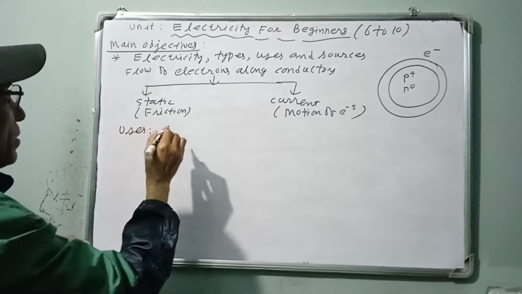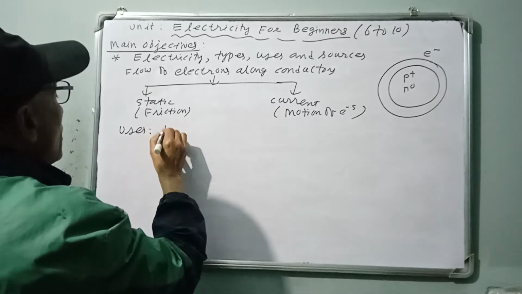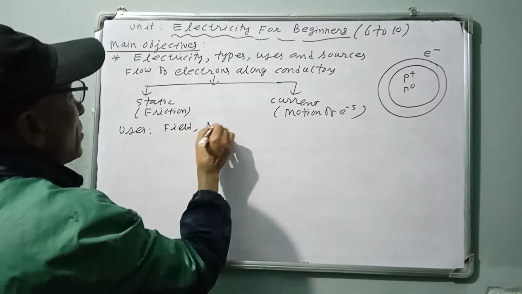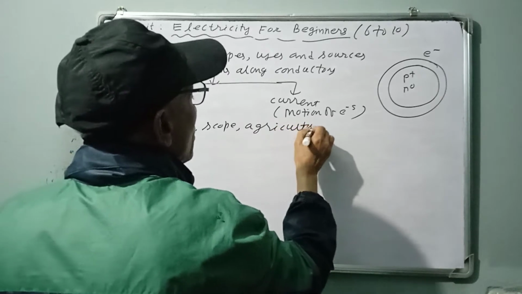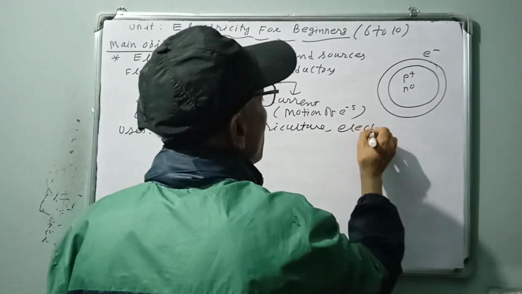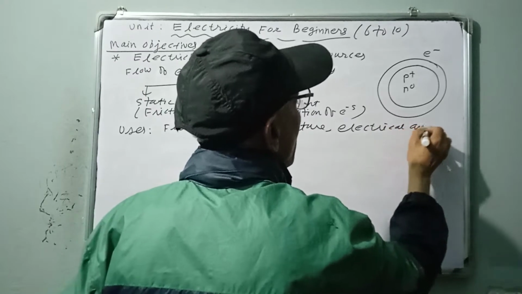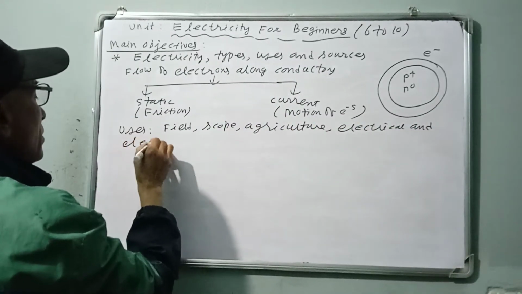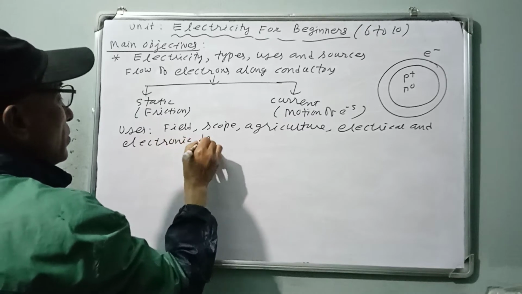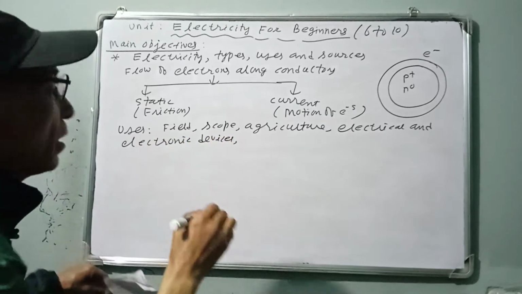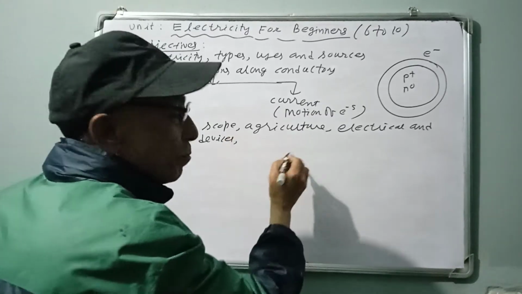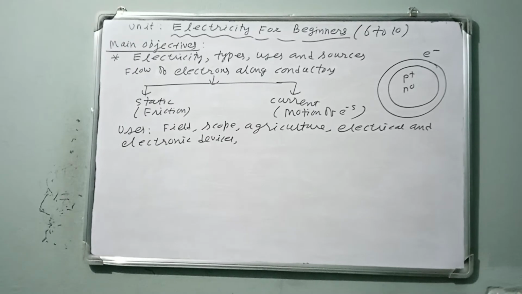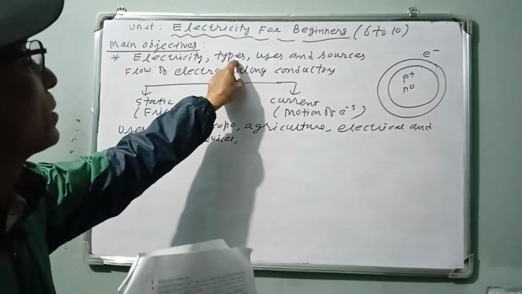Uses. Can you see what the uses are? In different fields, you have to write down the field or scope: in agriculture, electrical and electronic devices, agricultural field, other fields, engineering field, and so many other fields. Maximum development depends upon the use of electricity. So electricity is a very useful source of energy.